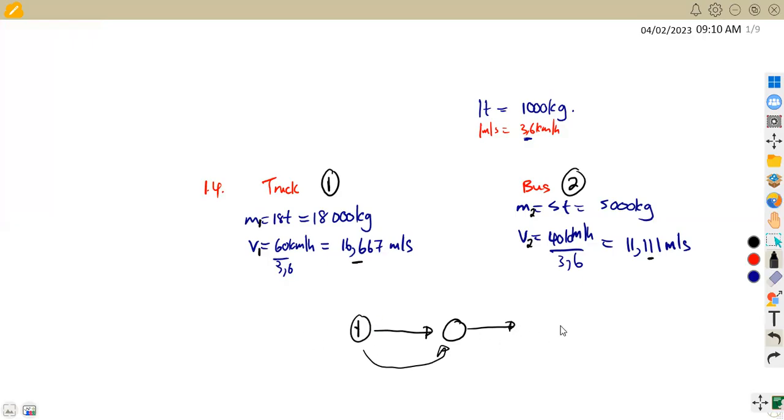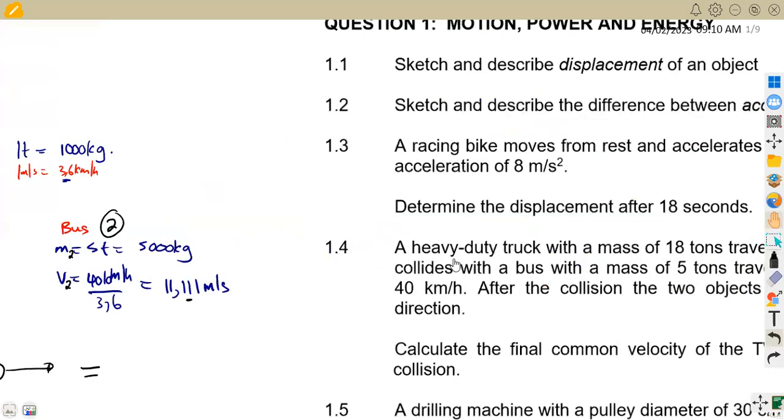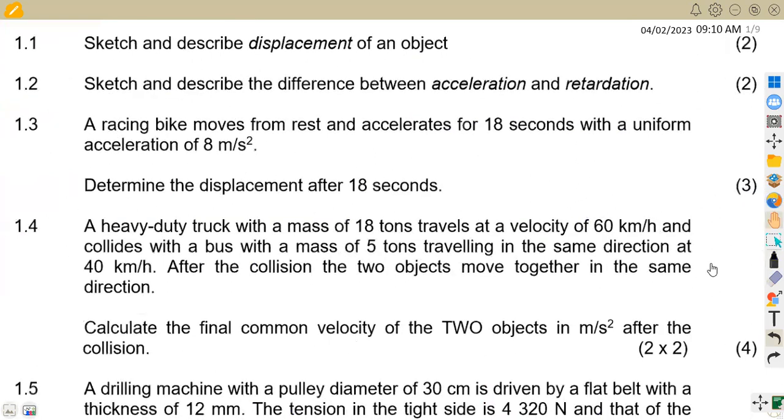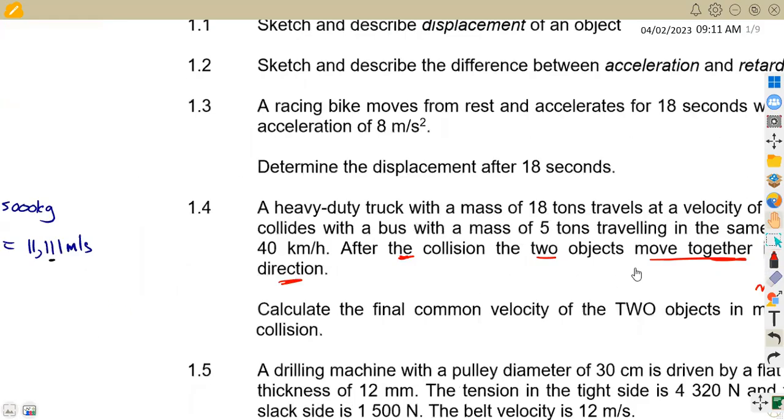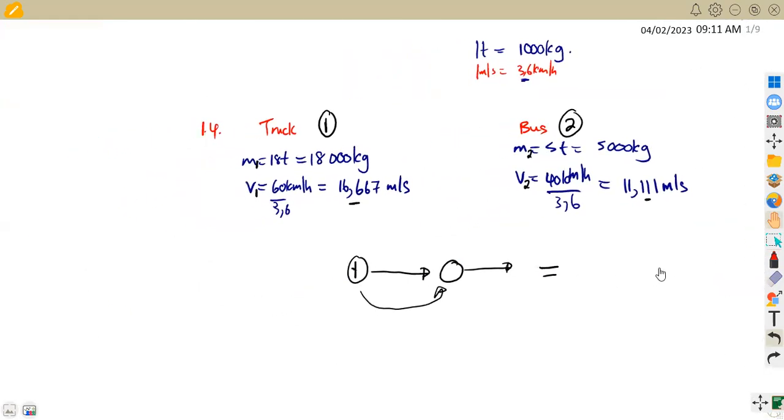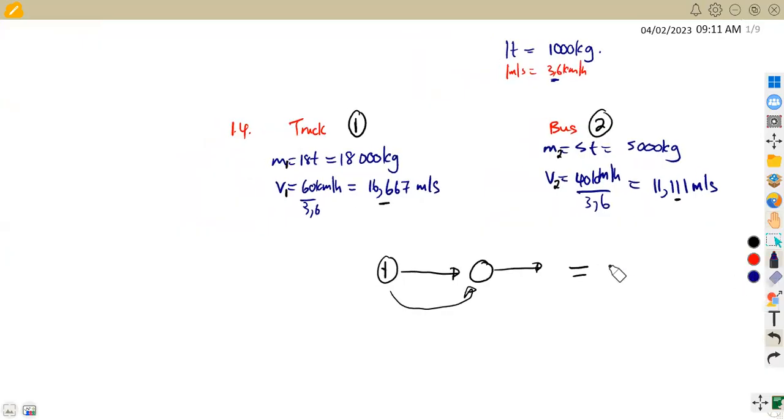We are given that after collision, these two are moving in the same direction. Let's take the statement and see what happened. After the collision, the two objects move together in the same direction, and we are asked to calculate the velocity in meters per second. So we now have a single object because these two are combined together. They are going to have the same velocity because they are combined together.